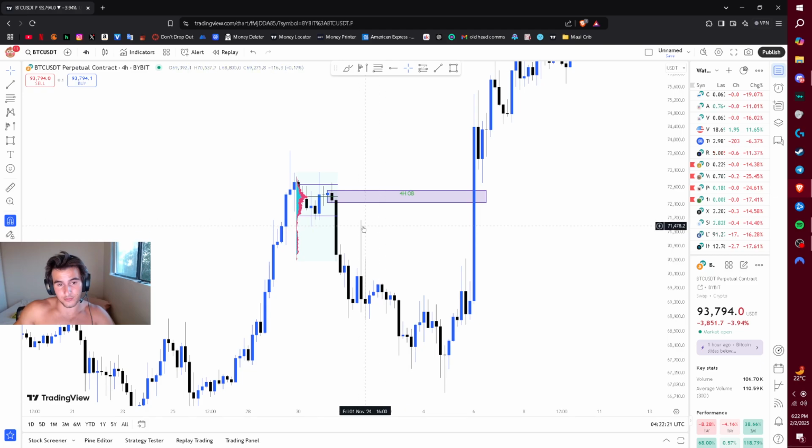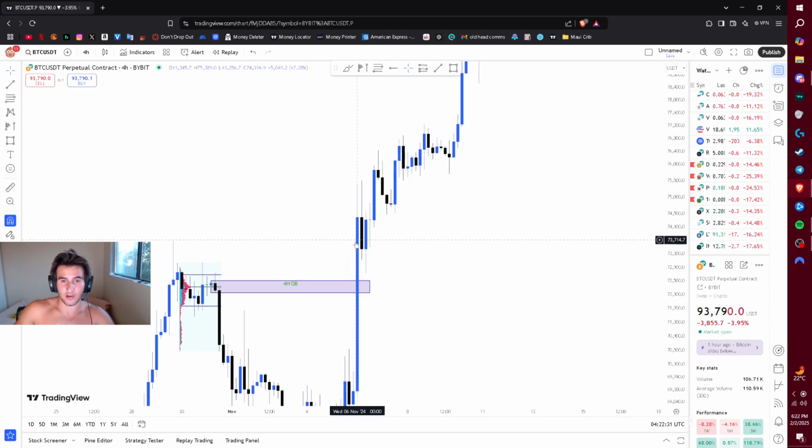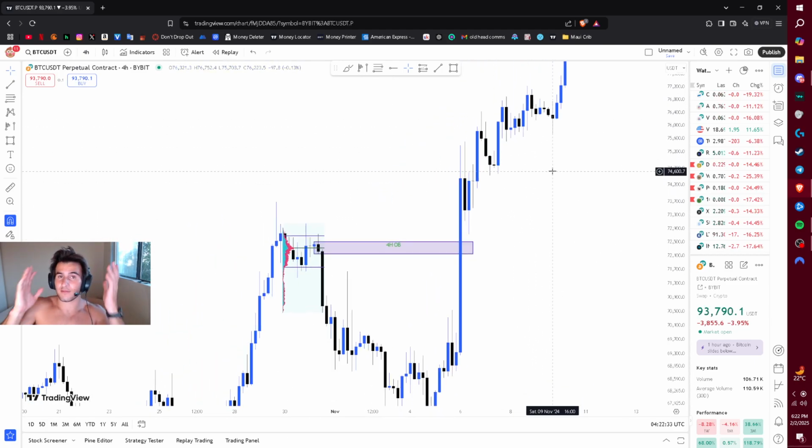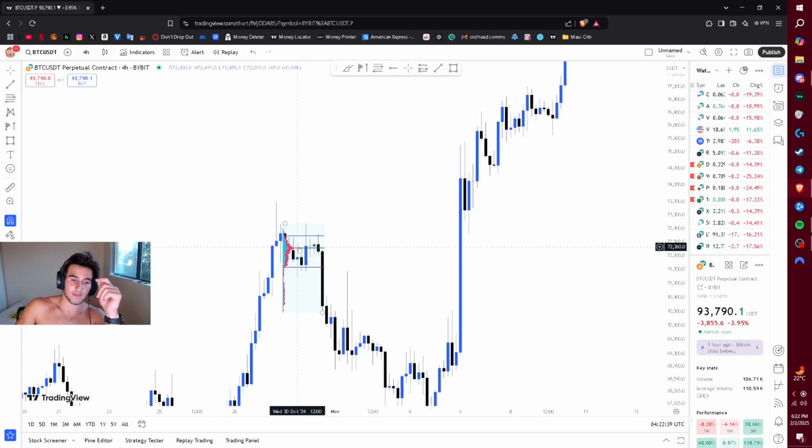All the stop losses were here for some reason, maybe because of this liquidity, whatever. And then, boom, went right through it. Didn't even acknowledge it. Right through it. Continued up. Front running weakens the order block in a lot of cases. This is just an example of that.